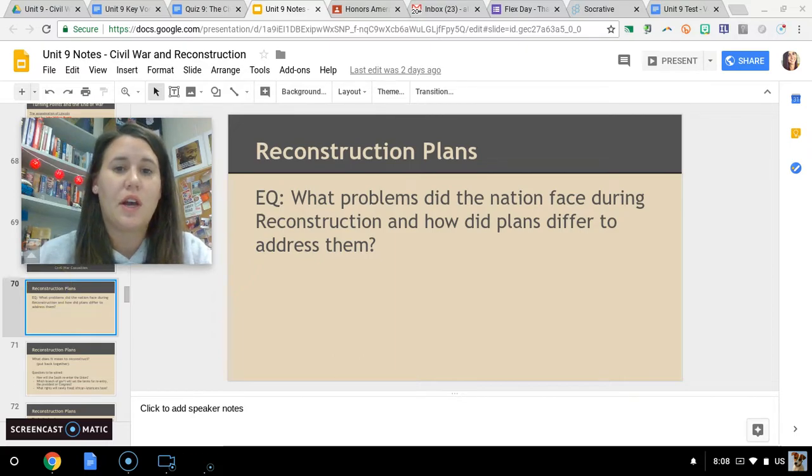So in this section of Unit 9, we are going to discuss Reconstruction plans. Plans put forth to reunite the Union and bring the South back into the Union. These plans also addressed the fate of newly freed African Americans, and there was a lot of struggle between the executive branch and the legislative branch over which was the best way to go. So our essential question is, what problems did the nation face during Reconstruction, and how did plans differ to address them?